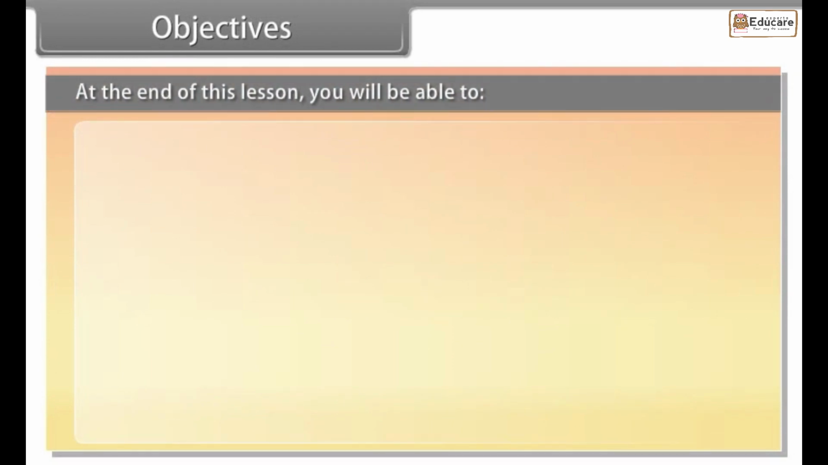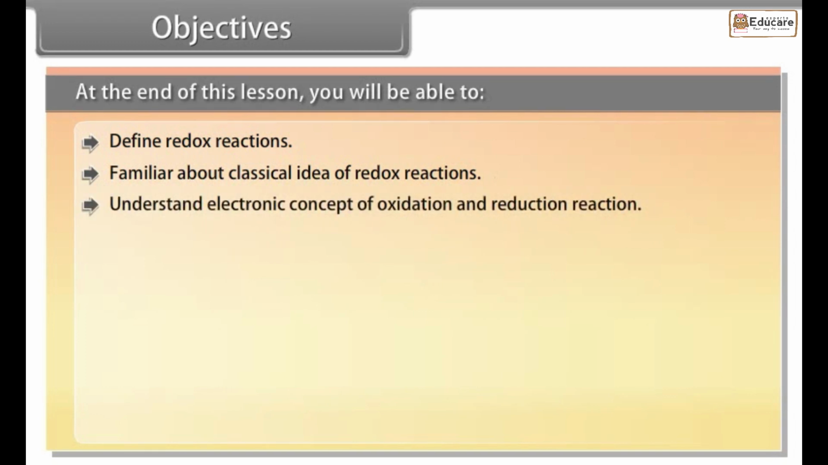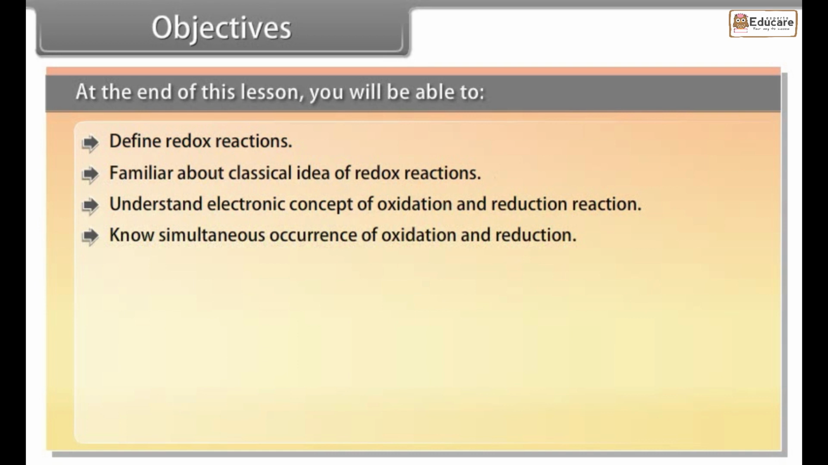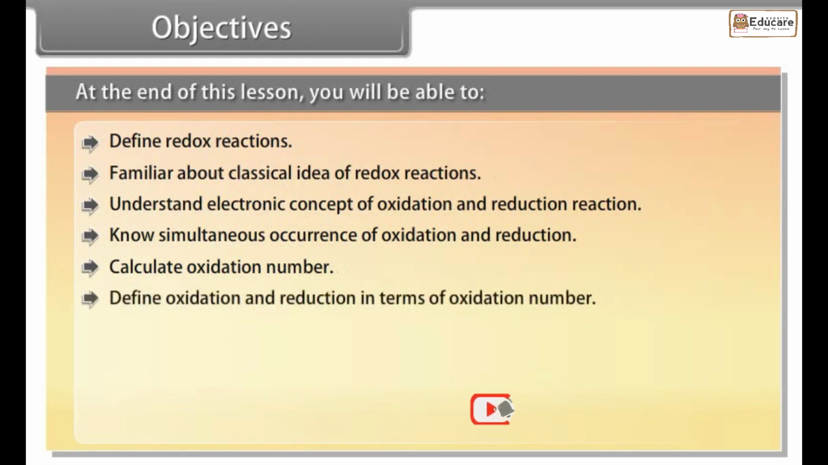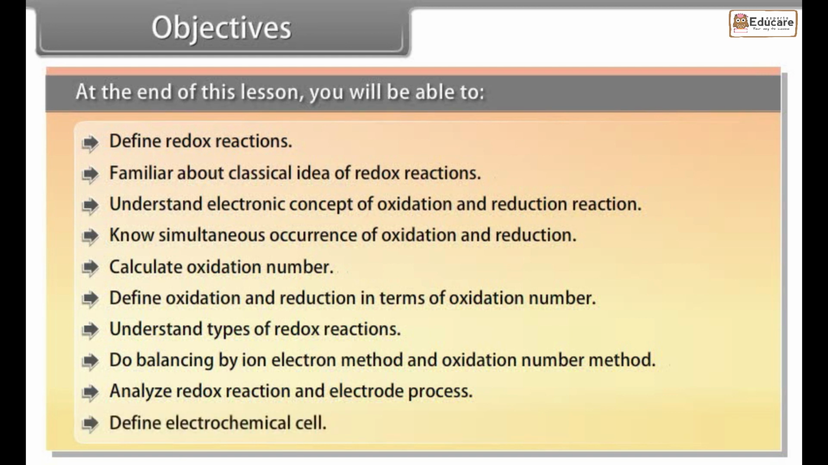Objectives. At the end of this lesson, you will be able to define redox reactions, become familiar with the classical idea of redox reactions, understand the electronic concept of oxidation and reduction reactions, know the simultaneous occurrence of oxidation and reduction, calculate oxidation number, define oxidation and reduction in terms of oxidation number, understand types of redox reactions, do balancing by the ion electron method and oxidation number method, analyze redox reactions and electrode process, and define electrochemical cell.